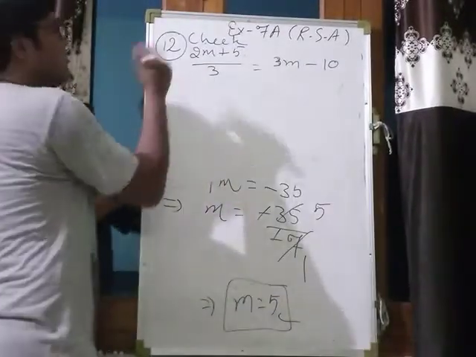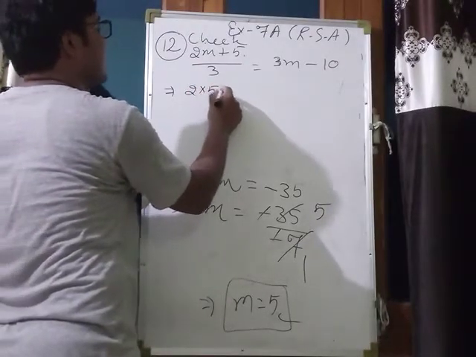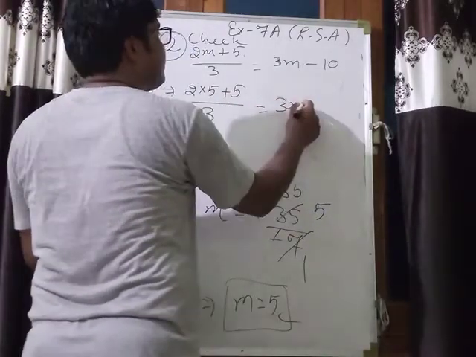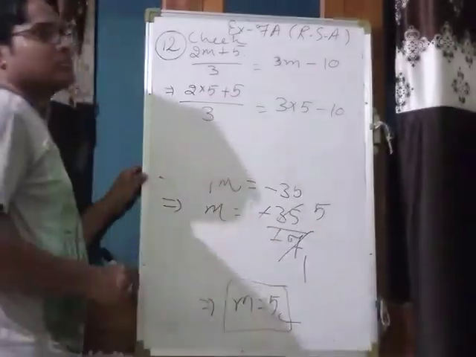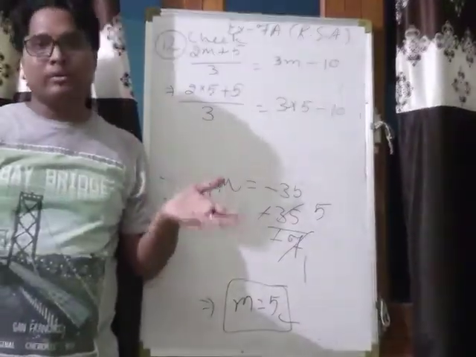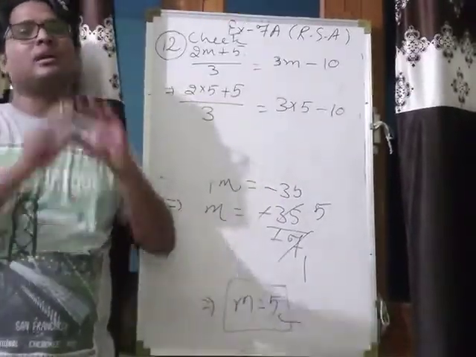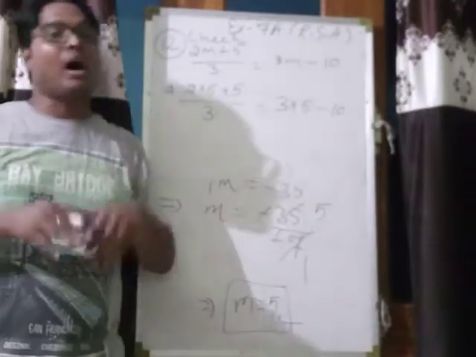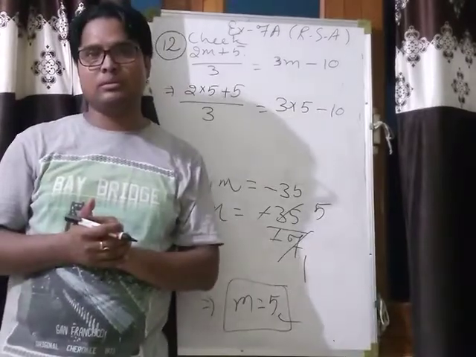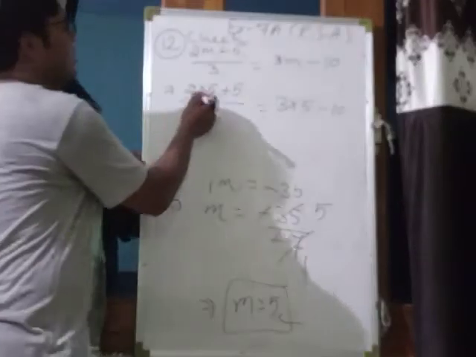So put the value of m, 5, here in the left and right both sides. So 2 into value of m is 5 plus 5 upon 3 is equal to 3 into value of m is 5 minus 10. So see, in any question, if plus, minus, division, multiplication are present there, how can we solve that? Yes, by using BODMAS rule. BODMAS, you heard about it? Okay, so first we have to multiply this.